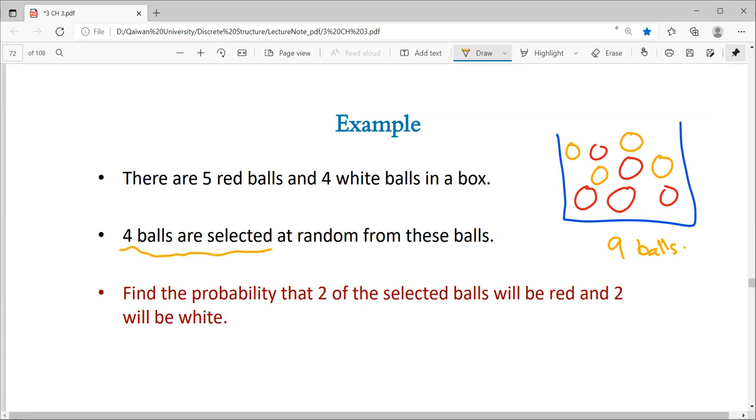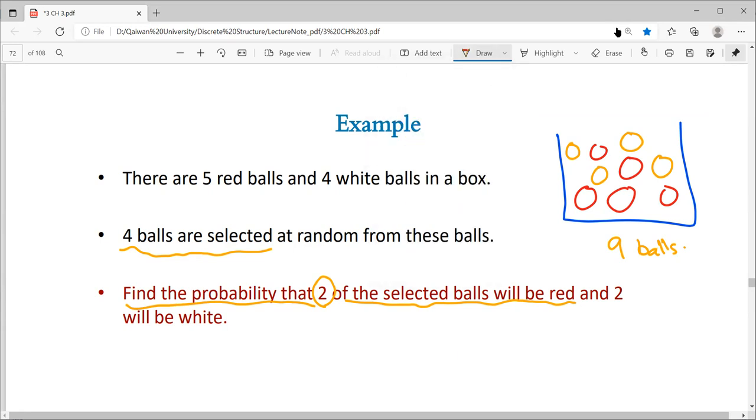4 balls are selected at random from these balls. Here, as we know that more than 1 ball is selected, that means we must use combination. Since it's random and we selected more than 1 ball, we must use combination. It says find the probability that 2 of the selected balls will be red. That means 2 out of 5.